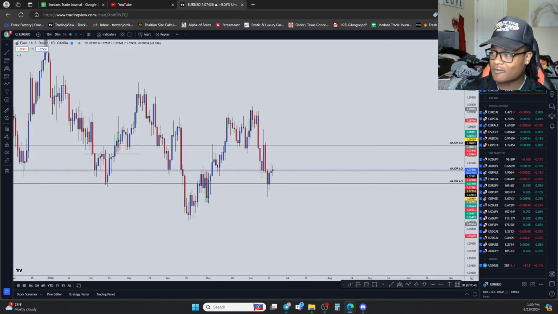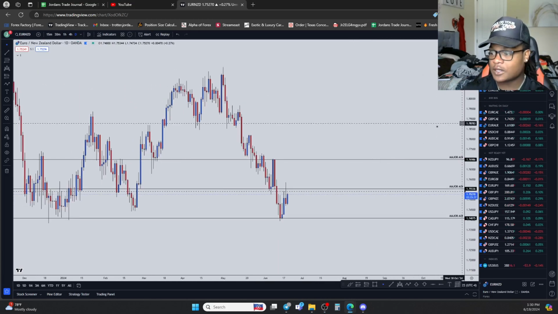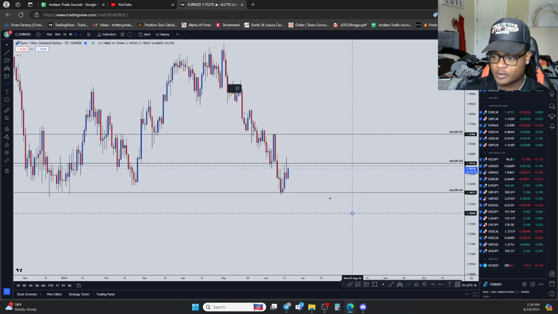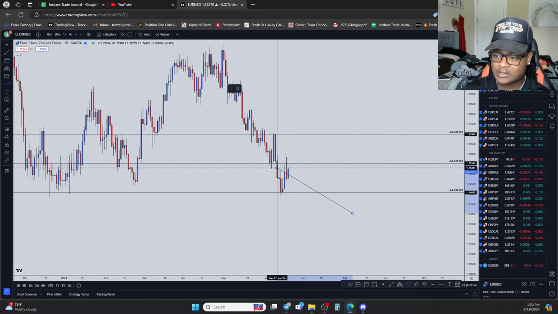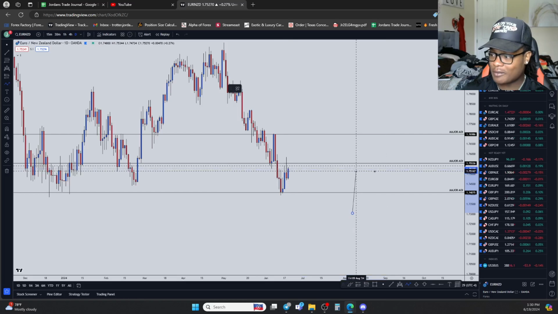Currently, we have Euro NZD and Euro USD doing exactly what I talked about. The Euro NZD, like we talked about, you can obviously see where price pulled back into my zone, rejected that beautiful zone being 175,536.